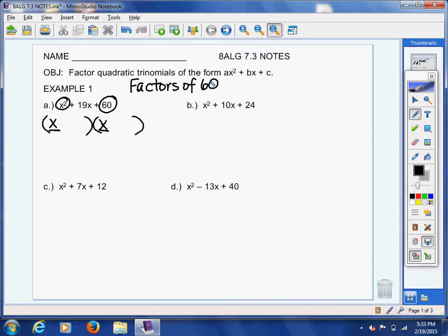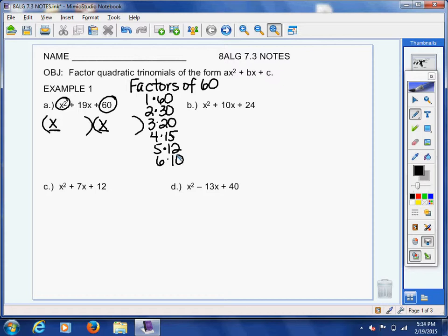Now, everything up there is positive, so I'm not going to worry about any negative factors because all the numbers are positive. So let's start with 1 times 60, 2 times 30, 3 times 20, 4 times 15, 5 times 12, 6 times 10, 7 doesn't work, 8 doesn't work, 9 doesn't work, and we're back to 10. 10's already up there. So there are the positive factors of positive 60. A positive times a positive is a positive.